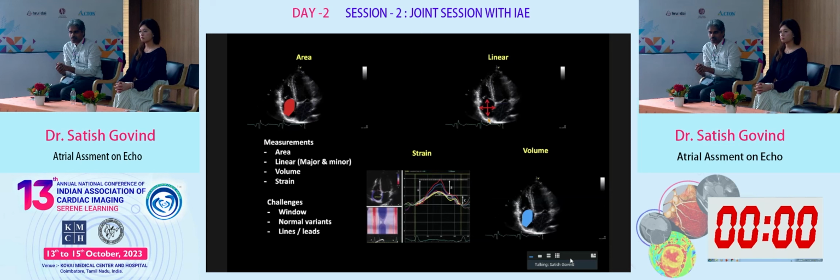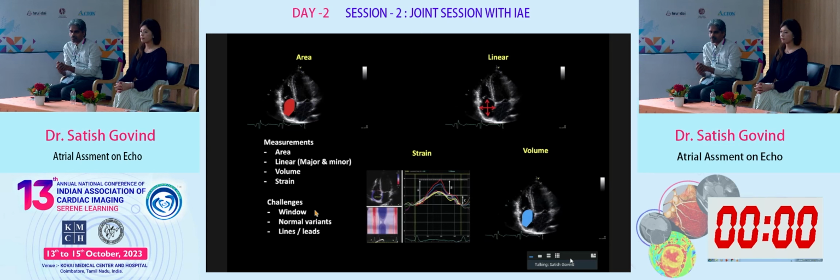And then you have these linear dimensions. They have their own limitations. Looking beyond it, volume, there is not much data, so we don't use much of it. There's no dedicated or standardized way of looking at RA volumes. And the RA strain, some data is coming in terms of numbers, but still early days. There's still no dedicated software, but some normal values are being published. Let's wait and see as far as the strain is concerned. But right now, it is just the linear dimensions and area which we use on a routine basis.